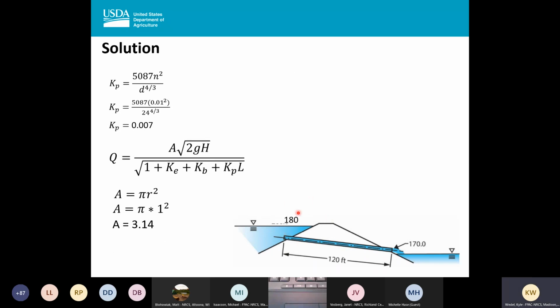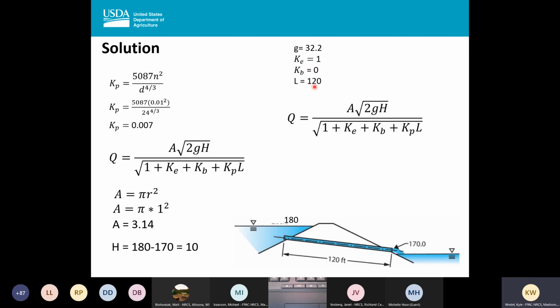So again, for when my elevation turns to 180 feet upstream, my KP is going to be exactly the same. I'm going to calculate my area using the same methods. And then my head's going to be 180 minus my 170 to get to 10 feet. And so these are all my givens again. Here's my general equation, and I'm going to go ahead and plug those in. And I'm going to come down to 47.3 CFS. And so again, as my head decreases, my flow decreases.